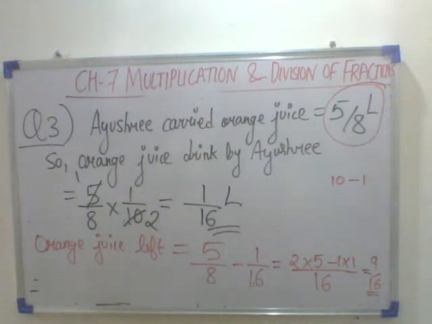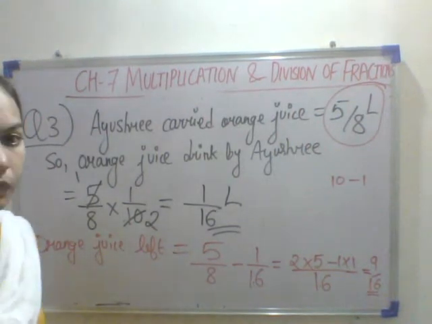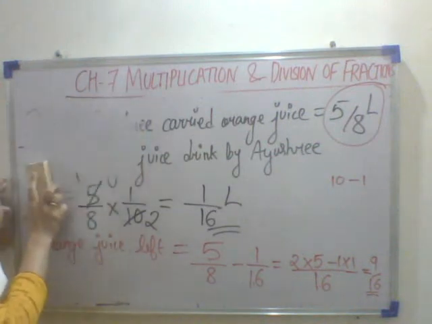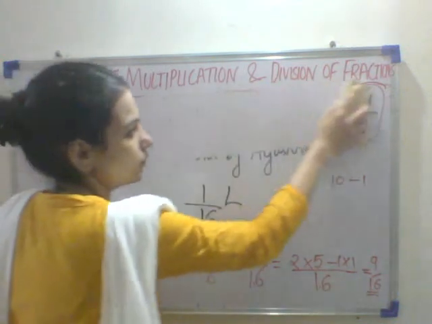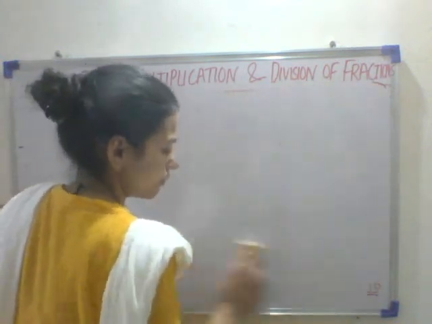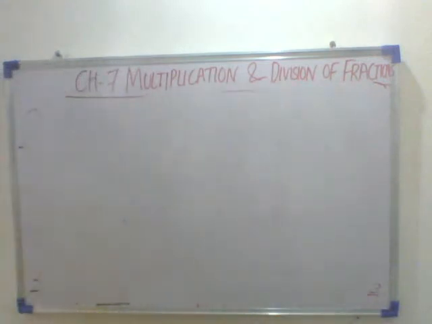Now let us do one more word problem. In the question it is given that Mrs. Kanshul had 5/9 sheet of chart paper. She used 3/5 of it to make some cards. How much chart paper did she use?